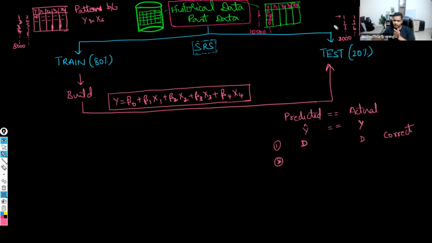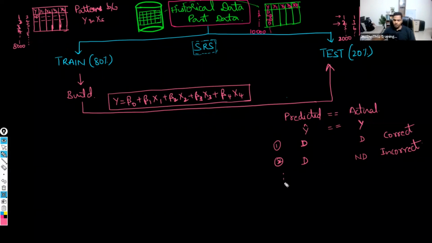Let's take the second row. You once again take your inputs, age, gender, income, education, etc. Substitute in the equation, and then you get a predicted value. Say you get a value which says person will default. But when you look at the actual data, say the actual data says that person will not default. Is this a correct prediction? No, it is an incorrect prediction.